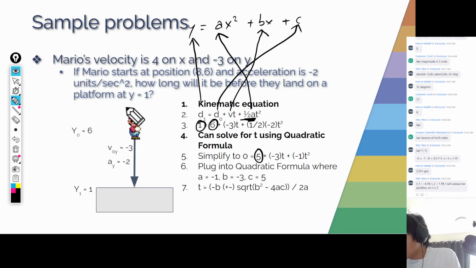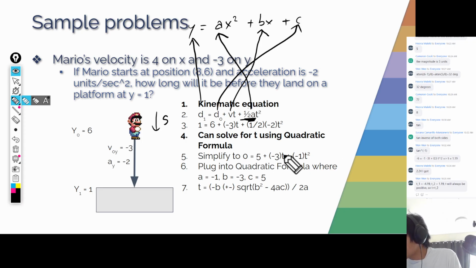Because the question is, Mario's at 8, 6, and the platform is at y equals 1. So all we're really asking is how long will it take for him to fall 5 units, right? He's falling 5, he's not falling 6. So that's how this works out nicely. We're just asking, he's going to move 5 units.